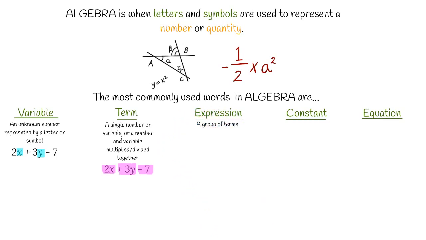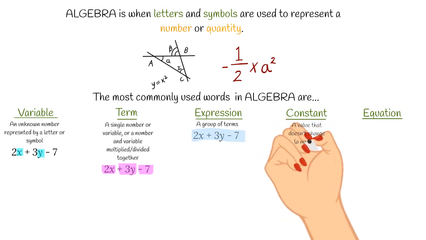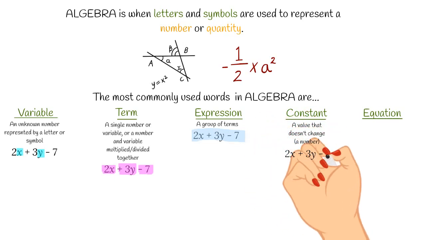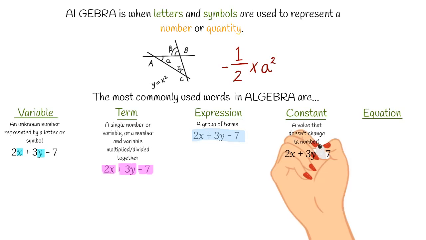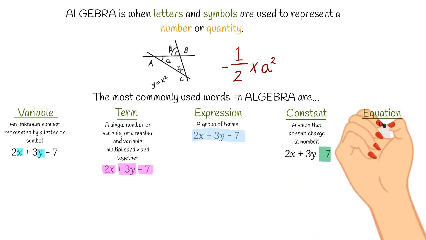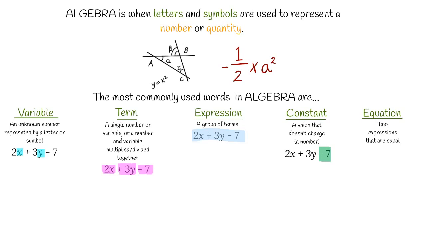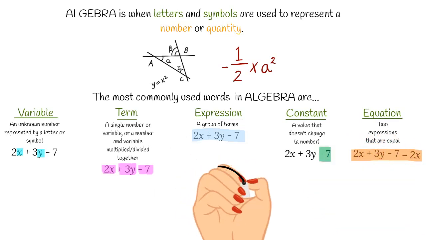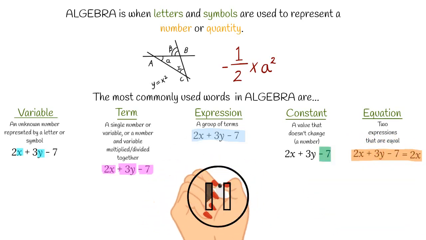An expression is a group of terms. So in this case, it would be the whole thing. A constant is a value that doesn't change, i.e. a number. So in this case, the constant is the -7. An equation is when we have two expressions that are equal. So let's take that expression we had before and make it equal to something. And voila, we have an equation. You might want to pause the video here to take all of that in.